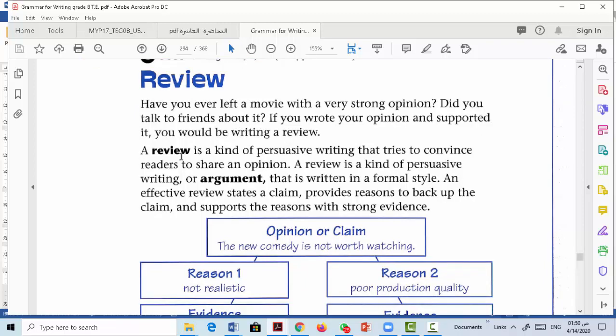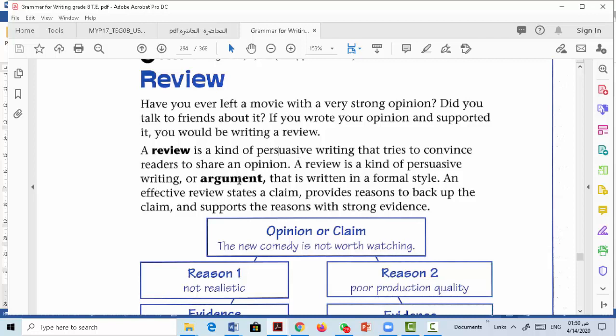What's a review? A review is a kind of persuasive writing. So you're writing to persuade people of your opinion. You already have an opinion and you want people to agree with you. And in order to let people agree with you, you must have convincing reasons. So in a review, you are trying to convince readers to share an opinion. A review is a kind of persuasive writing, or it can be an argument.